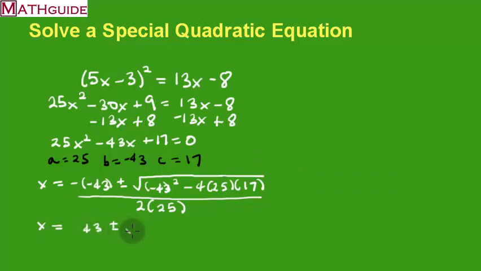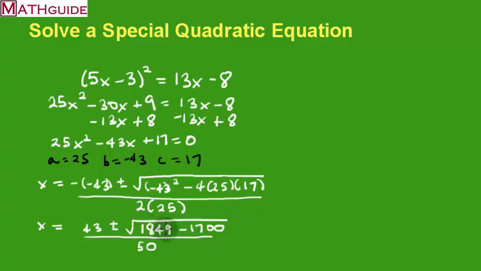Let's see, we're going to clean up the square root. So if I take 43 and square it, I get 1849. Let's see, I multiply that together, I get 1700. And it's all over 50.